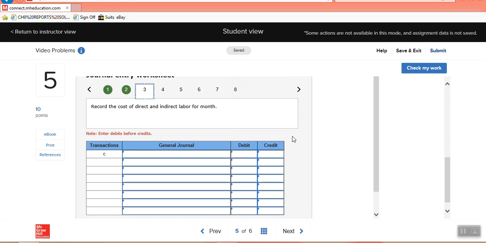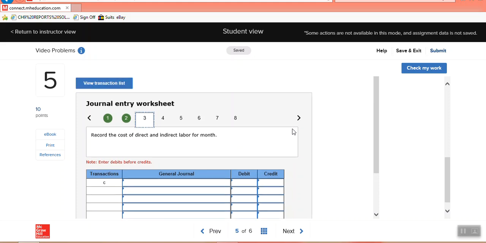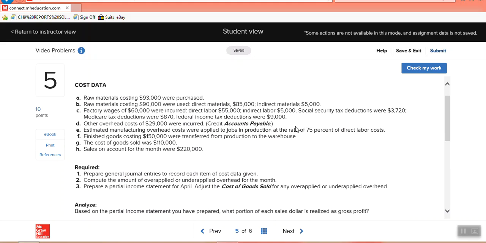Next, record the cost of direct and indirect labor for the month. All right, so that looks like letter C. We've got factory wages of $60,000, and of that $60,000, $55,000 was direct, $5,000 was indirect, and then we've got some Social Security taxes, Medicare taxes, and federal income taxes.